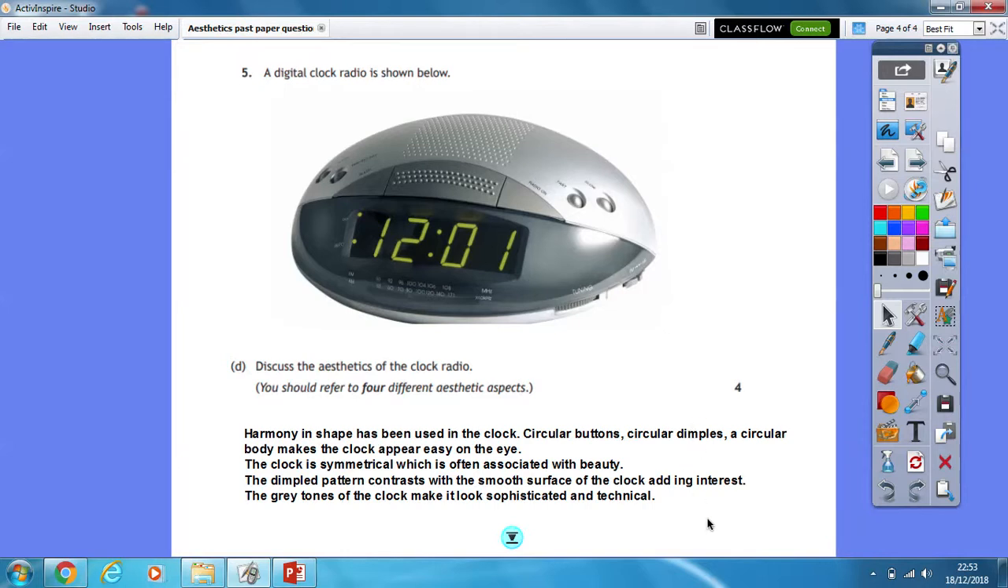So there's 4 examples, and as you can see, for each one I've identified a particular aspect and given a reason as to why that aspect has been used. Okay, thank you for listening.